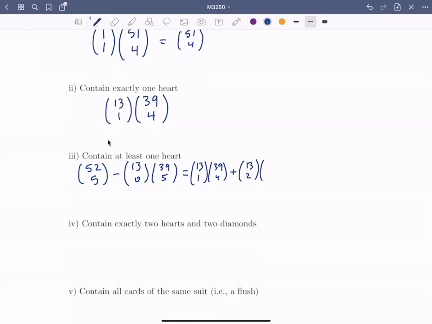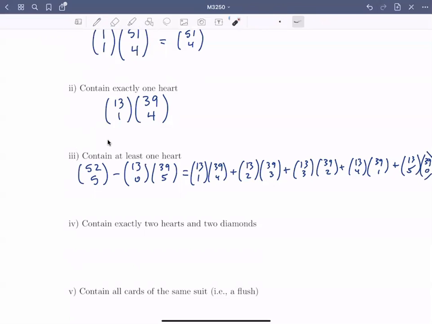And then plus 13 choose 2 times 39 choose 3. That's the number of ways to get exactly 2 hearts. The number of ways to get exactly 3 hearts is 13 choose 3 times 39 choose 2. The number of ways to get exactly 4 hearts is 13 choose 4 times 39 choose 1. And the number of ways to get exactly 5 hearts is 13 choose 5. And then of the 39 non-hearts, you choose 0 of them. Okay, so 39 choose 0.